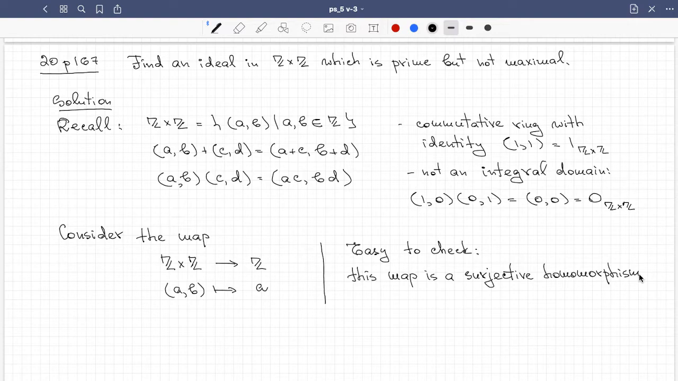Thus, we can look at the kernel of this homomorphism. It is also very easy to see which elements map to 0. As soon as A is 0, this is going to be 0 independently of B. So the kernel, call it K, is the set of pairs (0, B), B in Z.